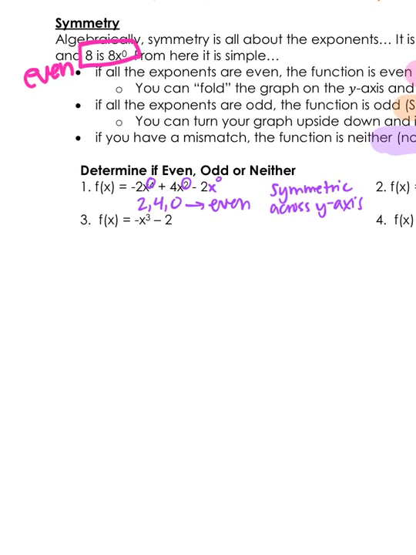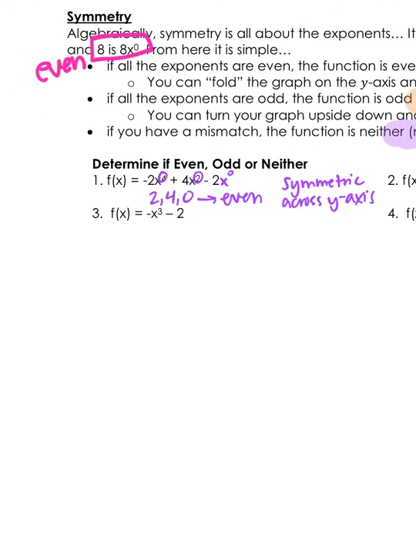All right, number 3. I have an exponent of 3. And then this is technically negative 2x to the 0. Well, those don't match because 3 is odd and 0, we're going to consider it even. Once again, it's not really technically even. So in this case, there's not going to be any symmetry.